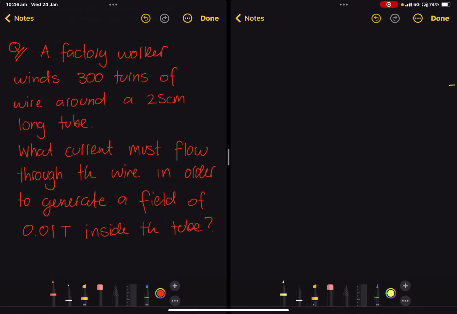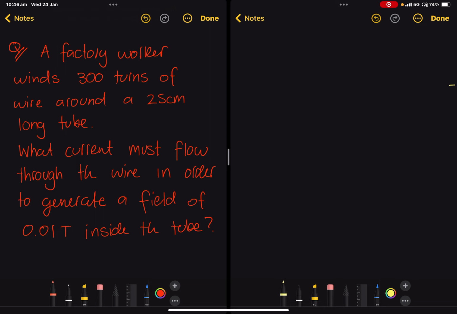Okay, so now we're going to have a look at a magnetics example. Here we're told a factory worker winds 300 turns of wire around a 25 centimeter long tube. What current must flow through the wire in order to generate a field of 0.01 Teslas inside the tube?